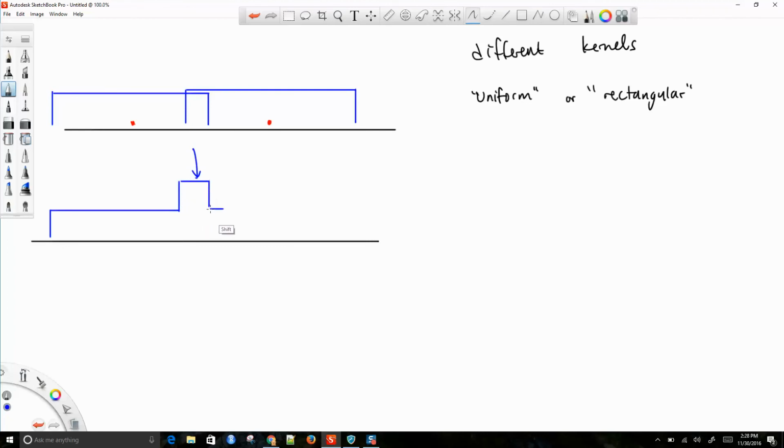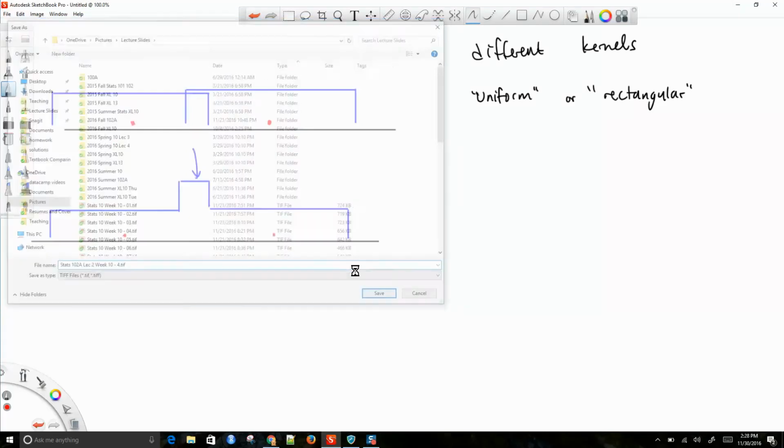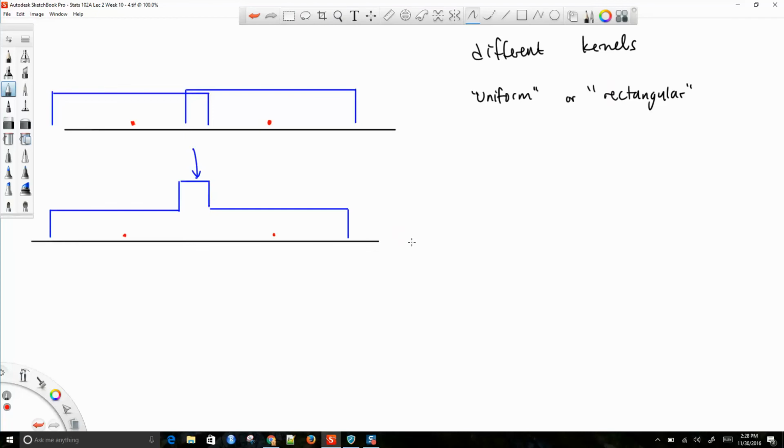Okay, this is what using a rectangular kernel would do. And so with a rectangular kernel, you get something a lot more jagged. We also have triangular kernels.